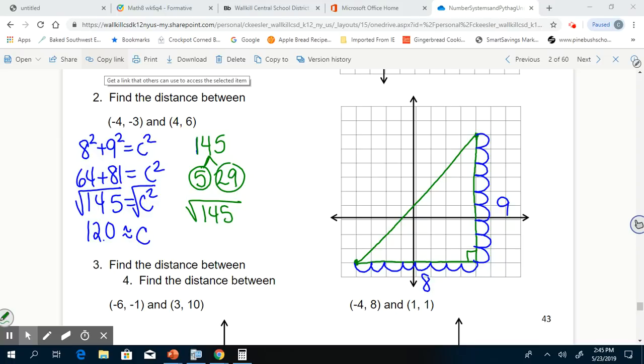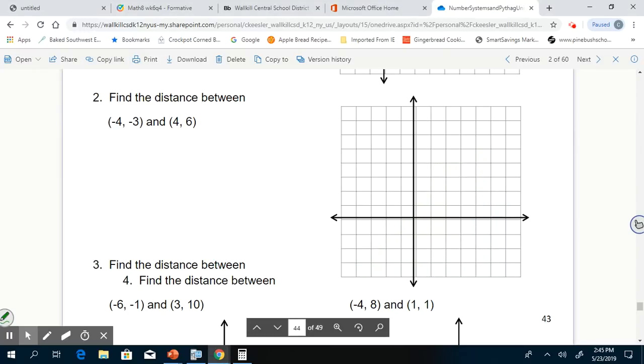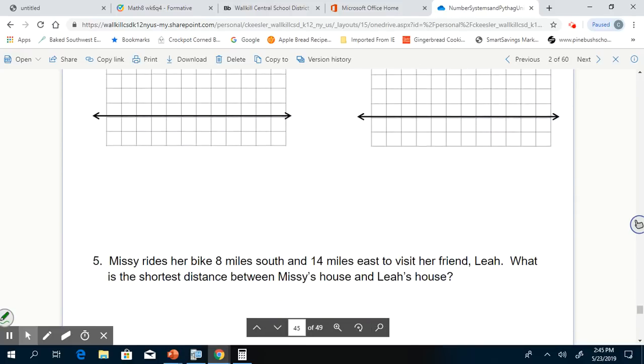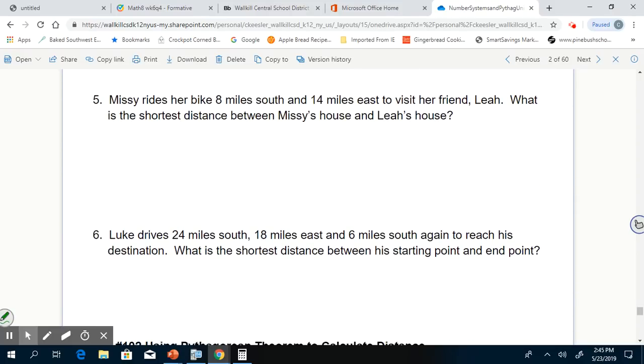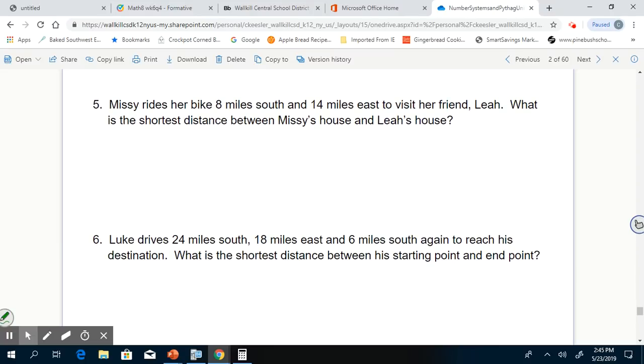All right, so I gave you two examples using the coordinate plane. Now let's take a look at some of the word problems. I think I had mentioned that I was going to do 4 with you. I'm only going to do 3 with you. I had the number messed up. So for number 5, we have Missy rides her bike 8 miles south and then 14 miles east to visit her friend Leah. What is the shortest distance between Missy's house and Leah's house?